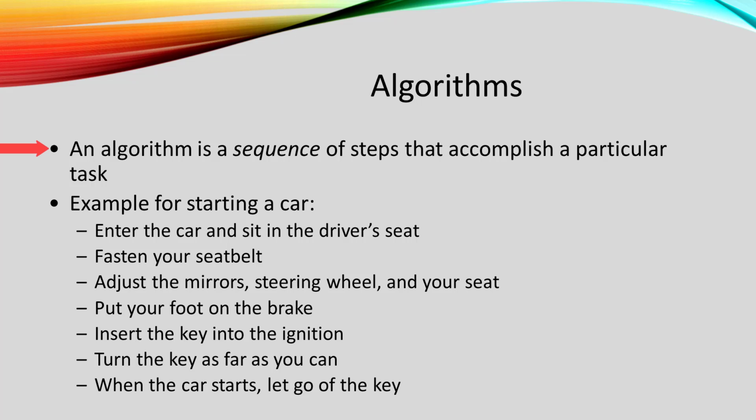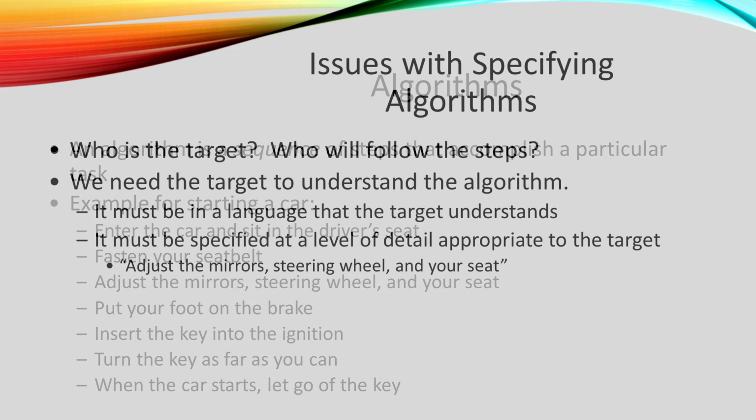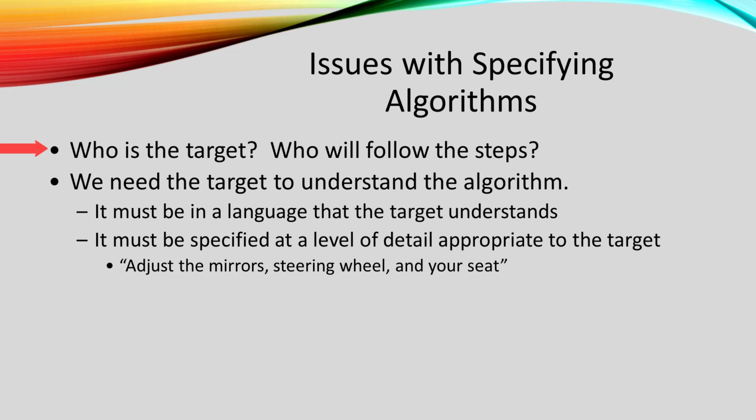An algorithm is a sequential set of steps that will always accomplish a particular task. While nobody else uses this word, we use algorithms all the time. For example, here's an algorithm for starting a car. In order for our algorithm to accomplish its task, it has to be executed by someone or something. Someone or something has to follow those instructions. Our car starting example is useless without a person to execute it.